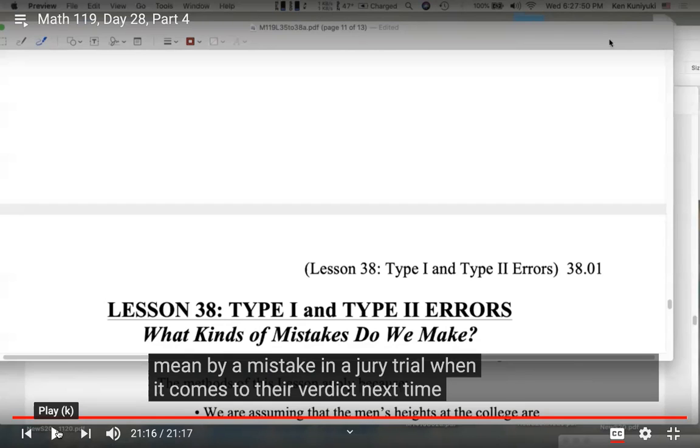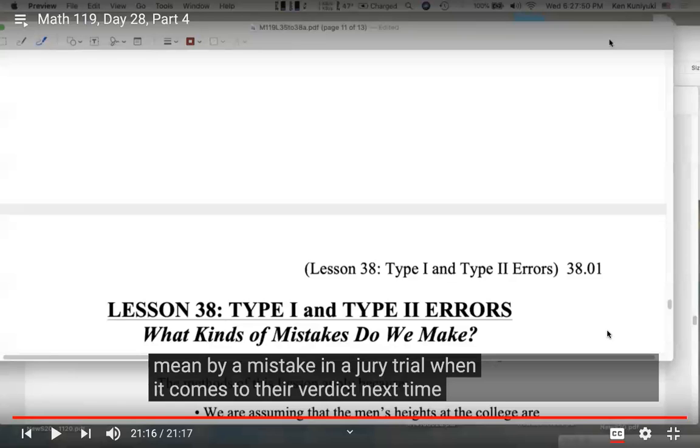Give me a moment. Depends on what the deal is with the defendant, right? So maybe you can come up with one of these. When does a jury make a mistake? I was actually up for jury duty a couple weeks ago. Managed to get out of it.